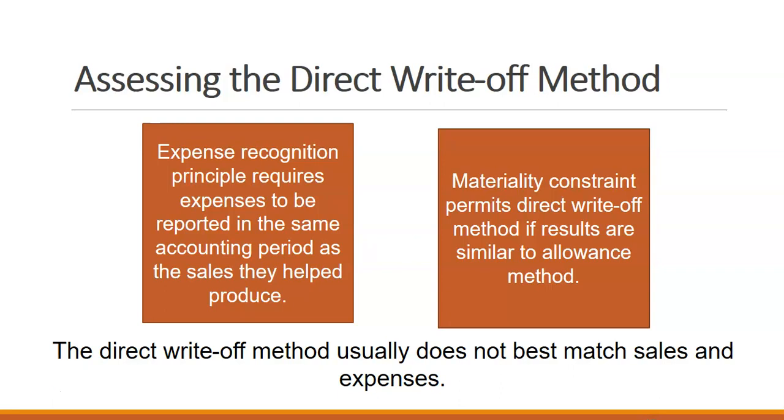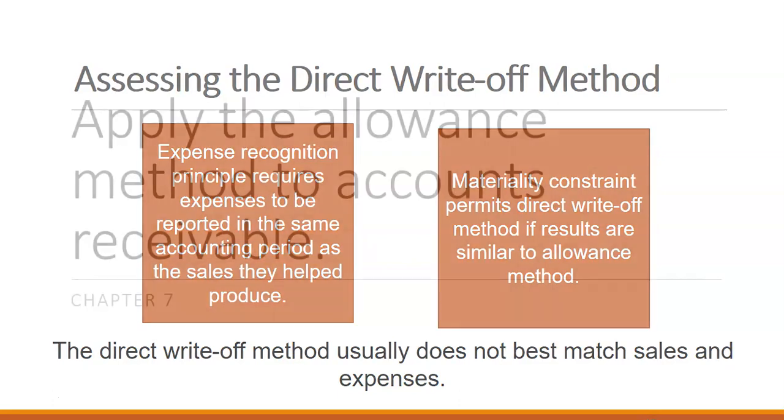Now, the direct write-off method does not best match sales and expenses. It doesn't follow the expense recognition principle or the matching principle, which requires expenses to be reported in the same accounting period as the sales they help produce. The materiality constraint permits the direct write-off method if results are similar to the allowance method. Companies are more likely to use the allowance method because it is the method preferred by US GAAP under the matching principle.